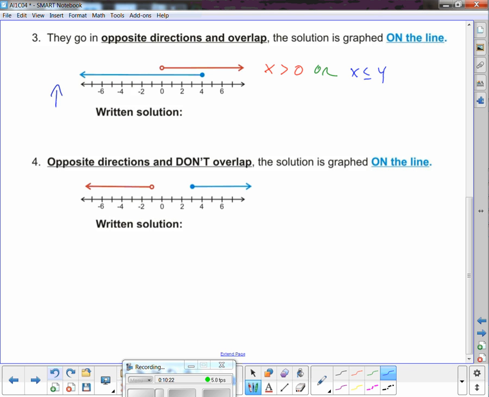1,000, yes. How about a Googleplex? It's like ginormous. Negative Googleplex. Yes? Yes. All right. Somebody give me a number that is not part of the solution. Nick. Square root of 5.